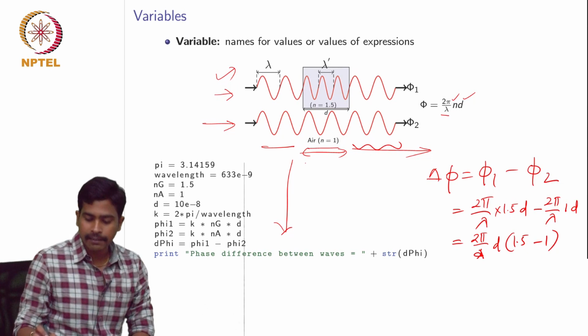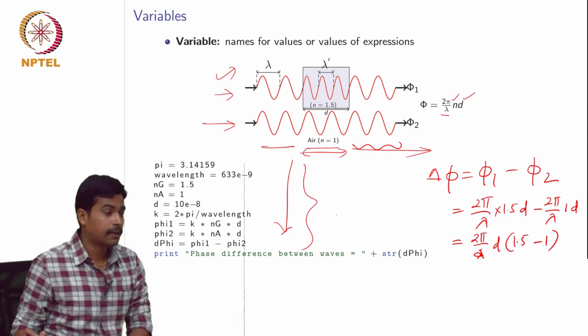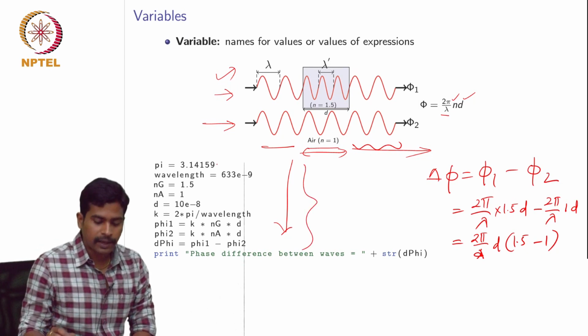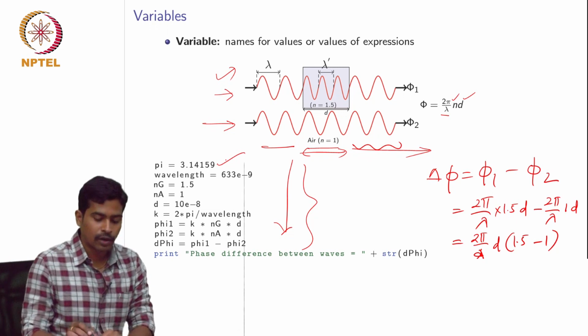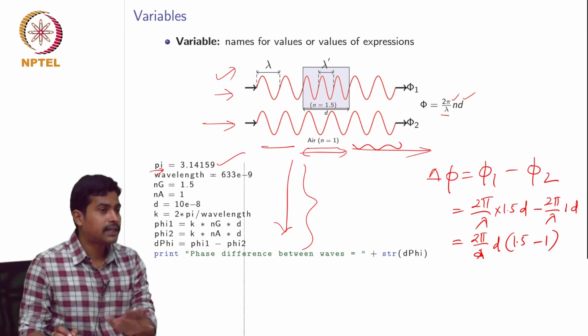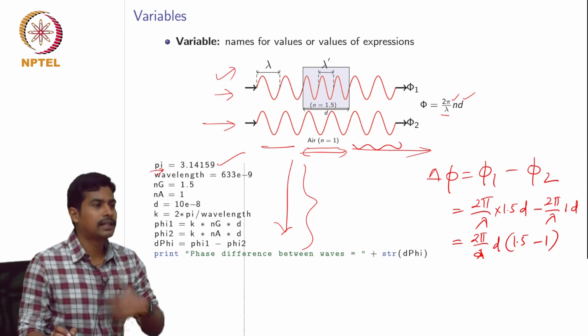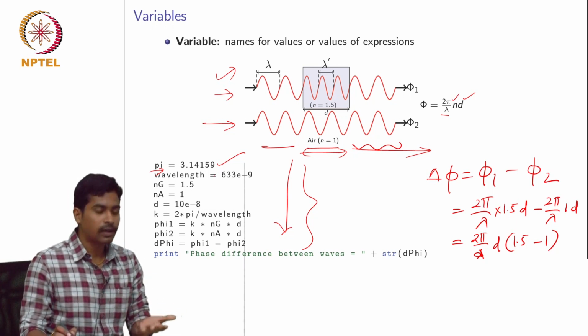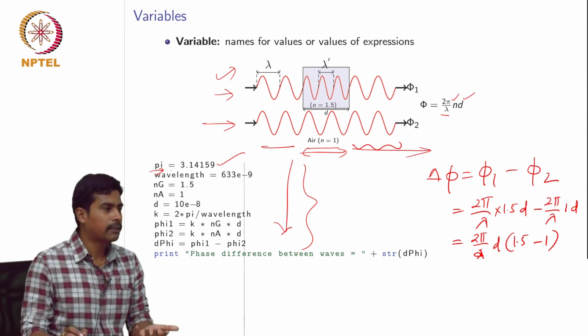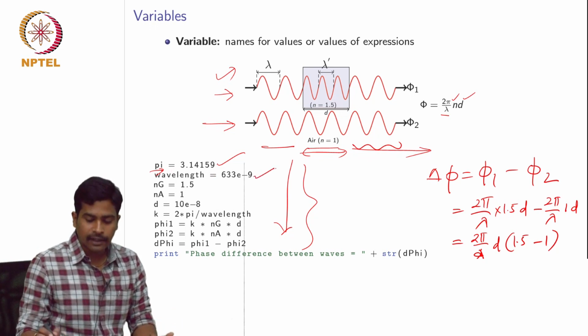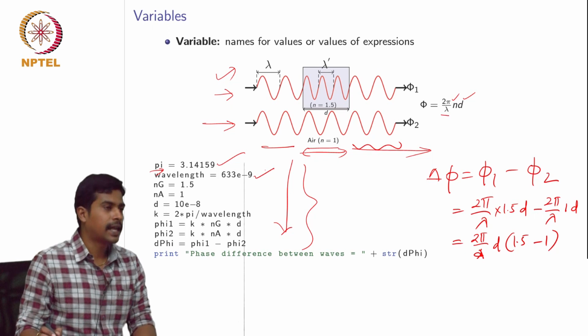This is the same thing I tried to write as a Python program. Here the pi value is assigned to a variable called pi, and we have not said whether it is an integer or float, because the Python interpreter will itself take care of that. By default, pi is going to be a float type of variable. And the wavelength of light we are choosing as 633 nanometers.